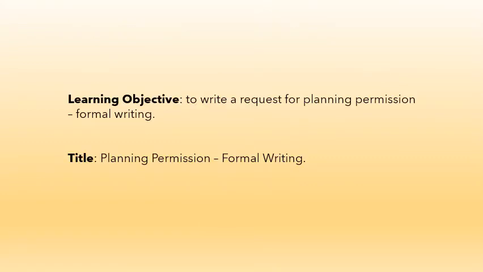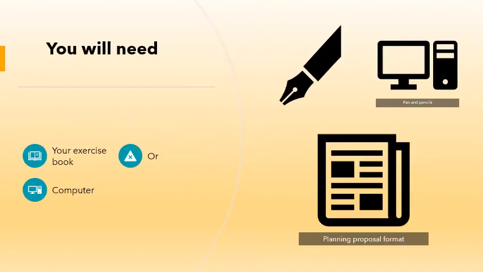Today we're going to write a request for planning permission. So really what we're doing is formal writing. So your title is Planning Permission Formal Writing. You're going to need your exercise book or some paper and a computer or access to a phone or something. I'm guessing you've got that, you wouldn't be hearing this. If your exercise books are getting full up, then just let me know and we can get one delivered to you.